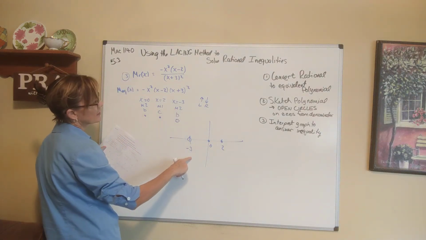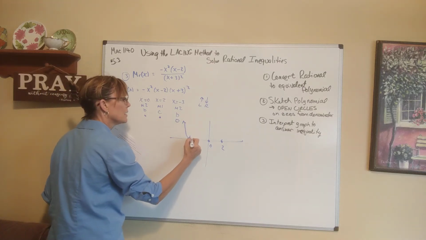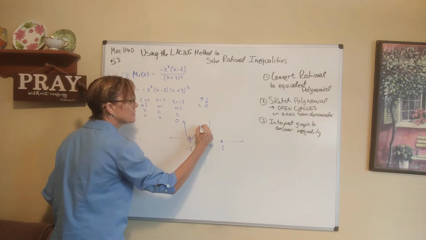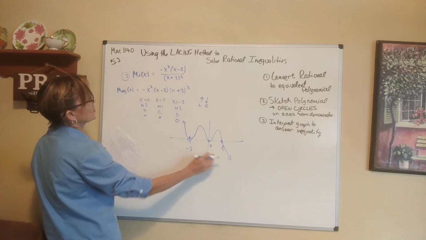It gets to negative 3. It's got a multiplicity of 2, so it's going to bounce. So it's here. When it gets to 0, it's also got a multiplicity of 2, so it's going to bounce, and then it's going to cross right here at 2.